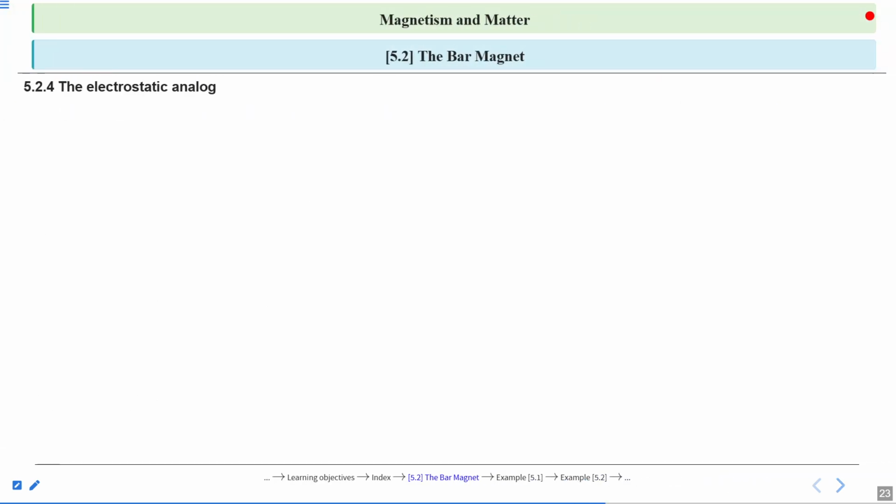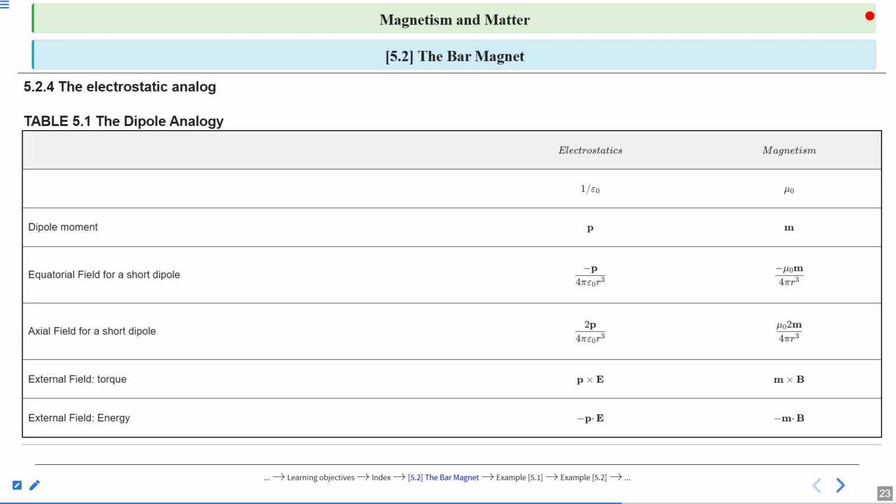Okay, so there is a table, the dipole analogy. It is the conclusion of this topic. This table represents the analogy from electrostatics to magnetism. We have to replace 1 by epsilon naught with mu naught. For dipole moment, the electric dipole moment is P in electrostatics, and in magnetism the magnetic dipole moment is M. So you should remember this table. This is the conclusion of the whole topic.